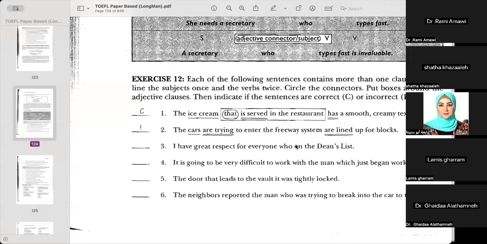We've experienced the same thing when we talked about noun clauses. Remember when we talked about noun clauses? We said that we can reduce a separate subject where the connector is the subject itself, but not the verb. The verb is necessary. Right, Dr. Rami? So the meaning of the sentence is: I have great respect.